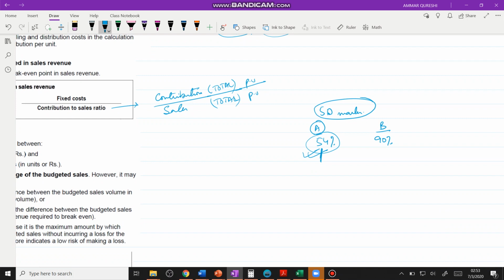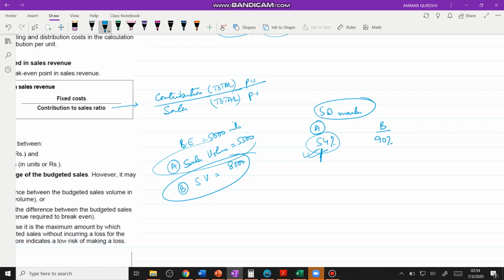Similarly, in a company, we calculate margin of safety just to make sure how many extra units we are selling. For example, suppose break even is 5,000 units, and there is a company A whose budgeted sales volume is 5,500 units, and there is company B whose budgeted sales volume is 8,000 units. So this company is at a safer position because sales volume is 3,000 units more than the break even.